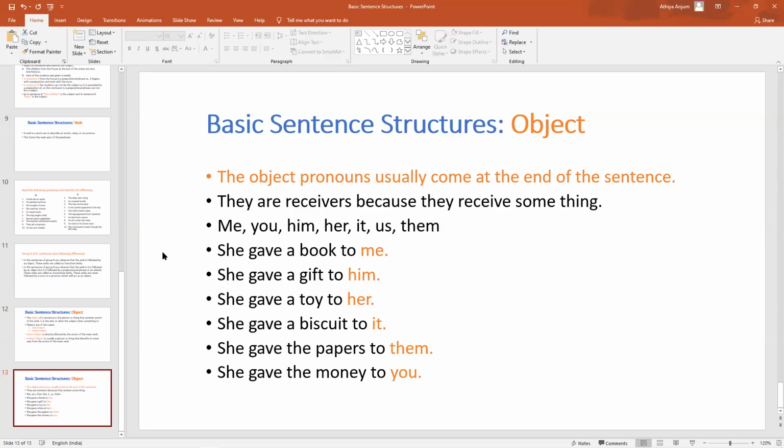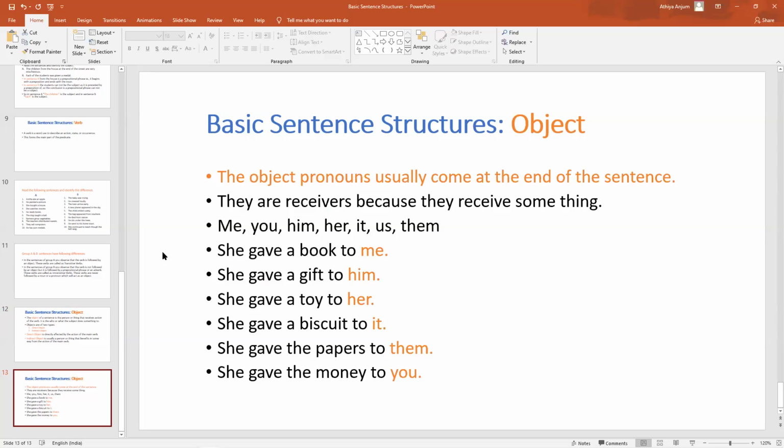Then, she gave a biscuit to it. There's no difference; it stays it. She gave the papers to them. You will not say they. To them. Object place: you will be using these pronouns. She gave the money to you. There's no change for you, and it will be the same. But for the rest, yes: they gave it to us, we becomes us. Okay, so this is how you will be using these pronouns.